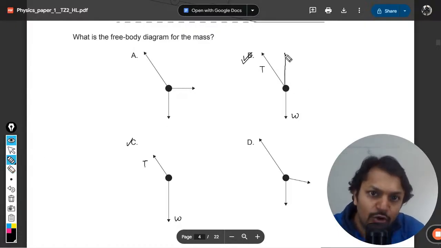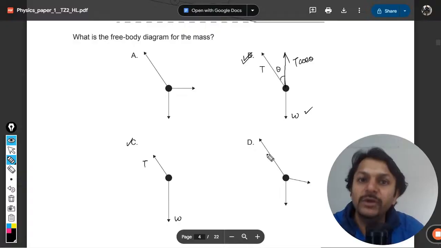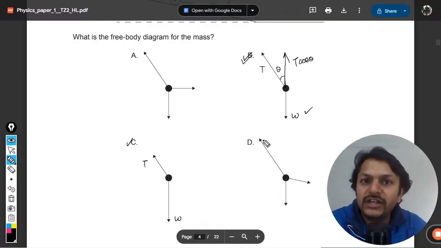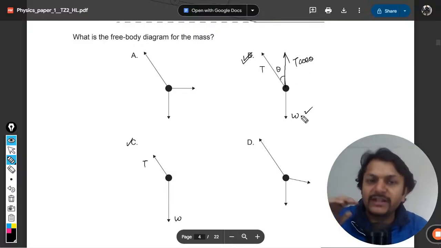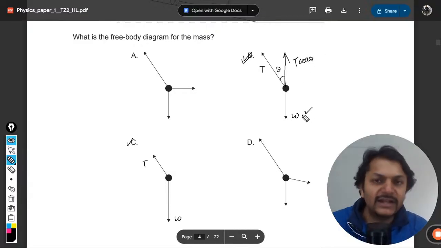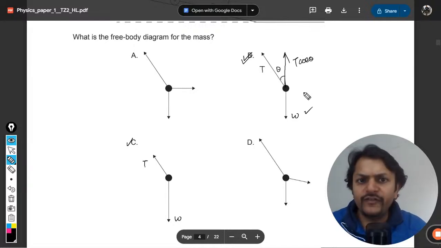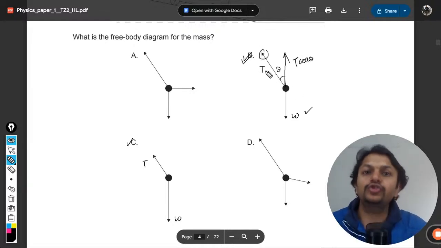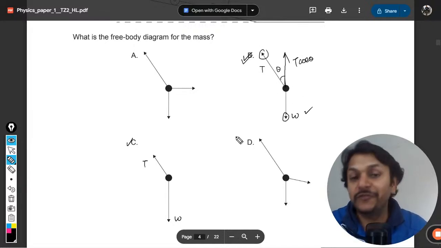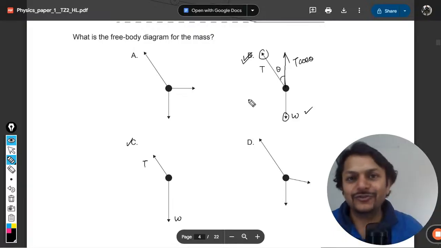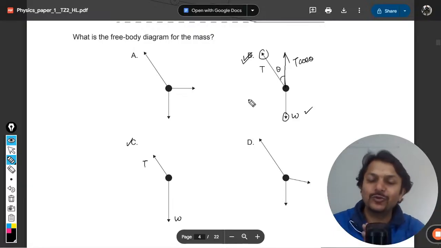So, this will be the component of tension T, which is equal to the weight W. So T cos theta should be equal to the weight W. That is why these two forces will cancel each other and the equilibrium will be maintained. Obviously, this tension T has to have more magnitude than the weight W, and that is why the answer will be B. So this is how we do this question.